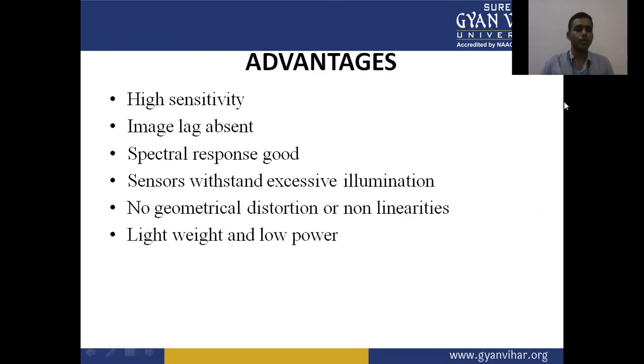Advantages: the CCD camera has high sensitivity, and image lag is absent, meaning lagging of the image is absent because it is a highly sensitive type of camera. The spectral response is very good. The sensor withstands excessive illumination. There is no geometrical distortion or non-linearities. It is lightweight and low power.